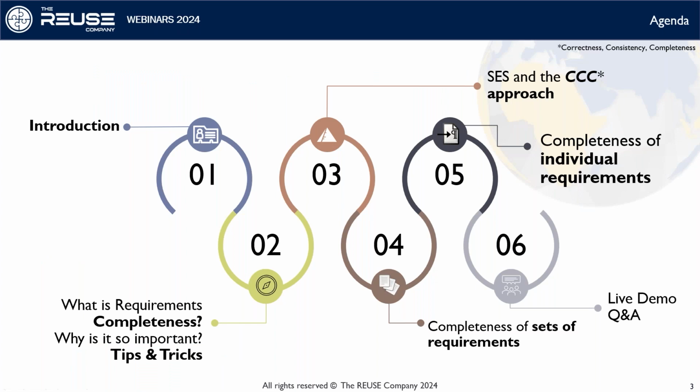This is the agenda for today. First, we will have a short introduction to the Reuse Company, and then we will see what requirements completeness is and why it is so important. Next, CES Engineering Studio and the CCC approach, and after that, completeness of sets of requirements. Then we will see completeness of individual requirements, and finally we will see a demonstration, and we will have some time for Q&A.